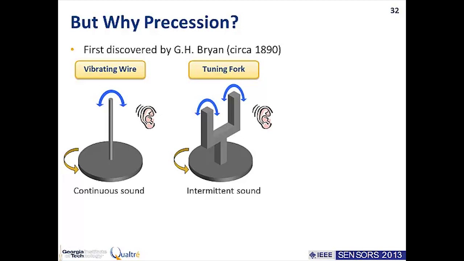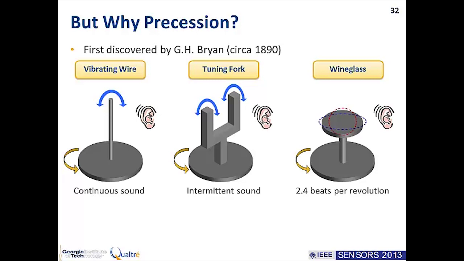And then after that, he took a wine glass. This example is a model, because it's very difficult to show wine glasses in PowerPoint, but the effect is exactly the same. And he excited that wine glass into this n=2 mode, or this elliptical mode. And as he rotated the structure, what he heard was that there were only 2.4 beats per revolution, instead of this continuous sound or this intermittent sound that went along with the rotation.